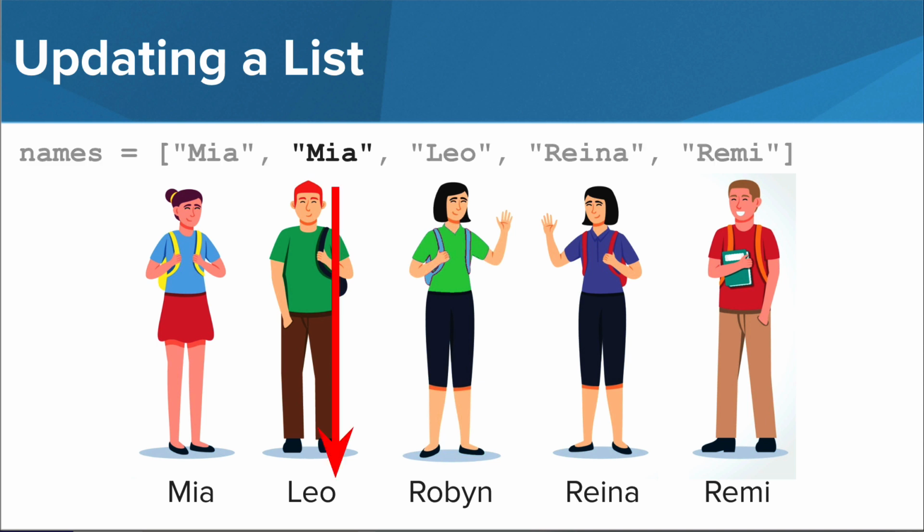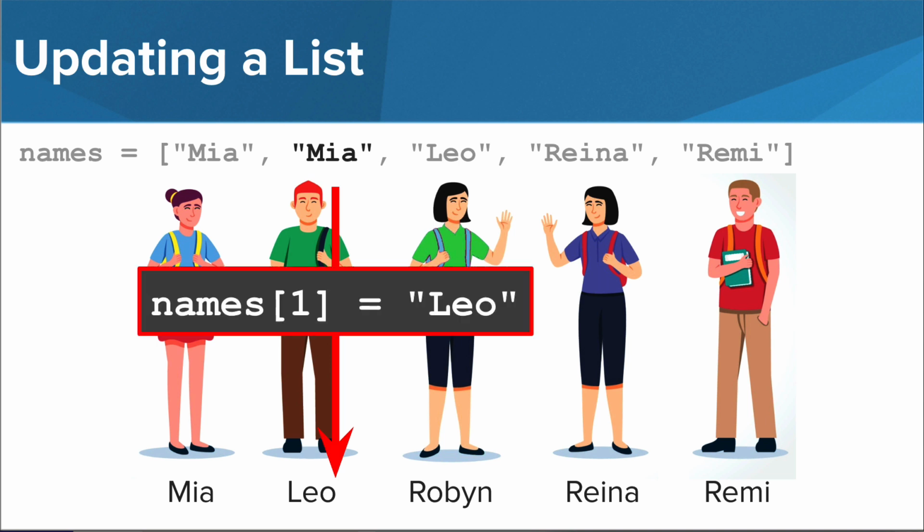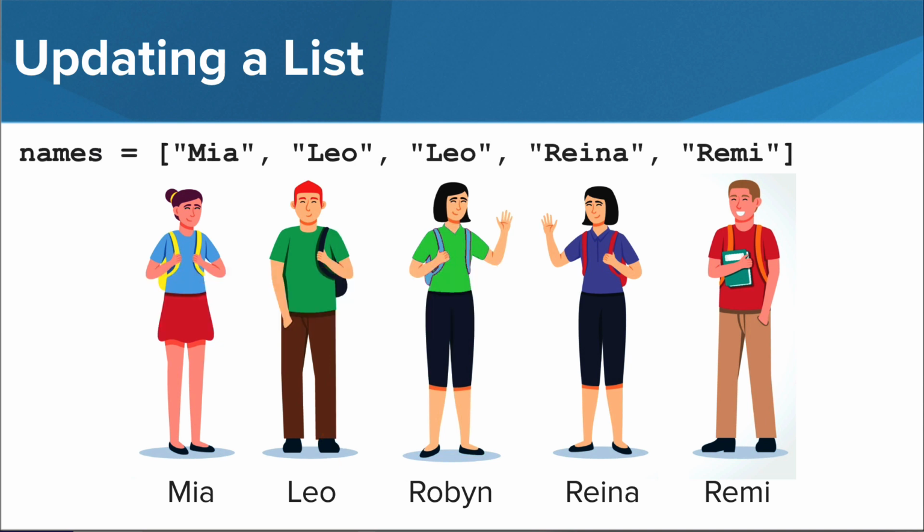Let's focus on changing the second item in the list from Mia to Leo. To do this, we can access the item using names at 1 and set it equal to Leo. Great, we only have one more item to update. We need to change the third item from Leo to Robin.